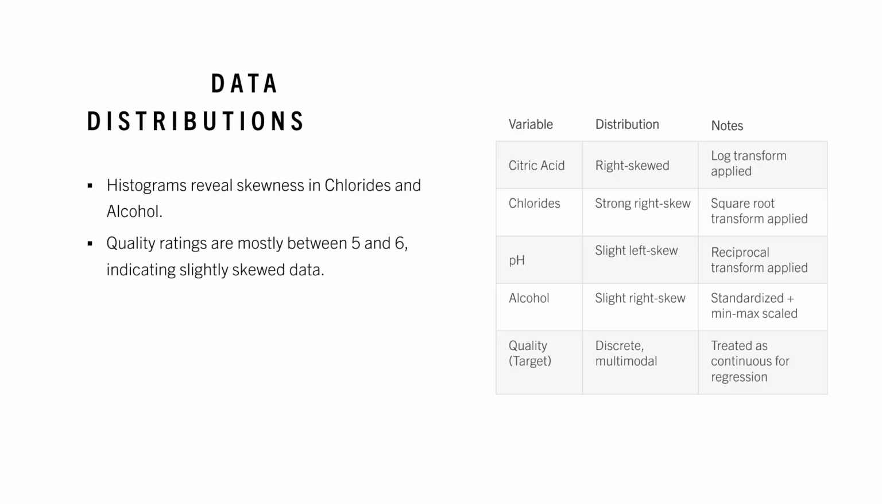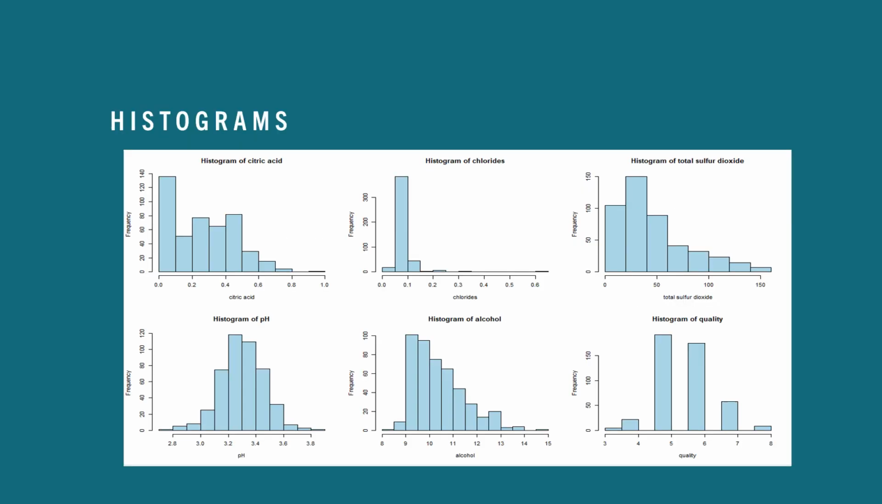Here we visualized the data using histograms. The chlorides and alcohol variables were skewed. Quality ratings were mostly 5 or 6, showing limited variability. Understanding distribution is essential for choosing the right transformation. Here, these are the histogram graphs for the 5 key variables.